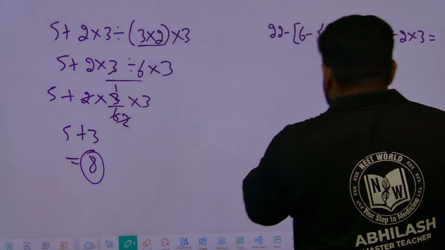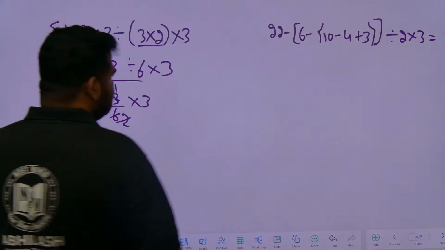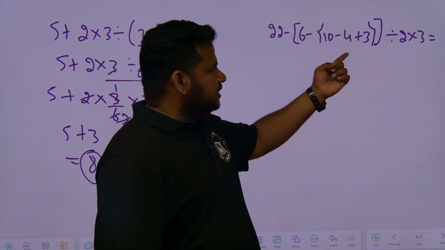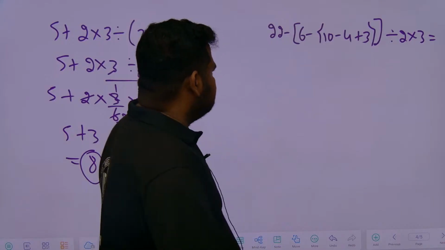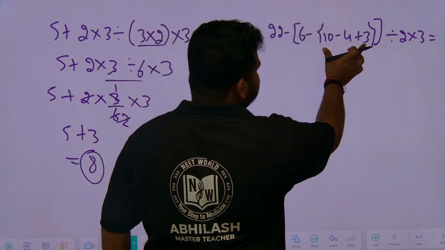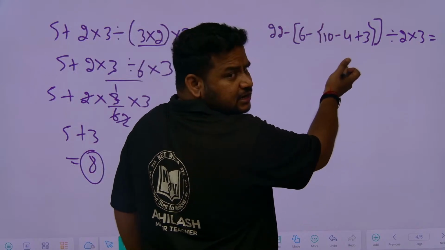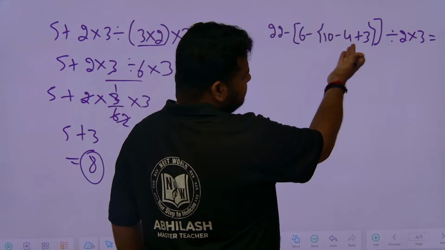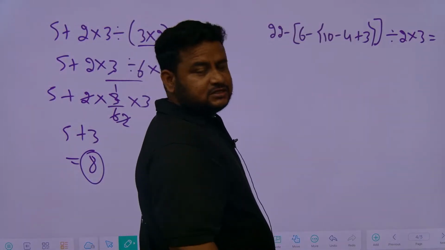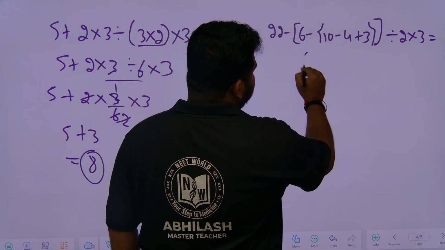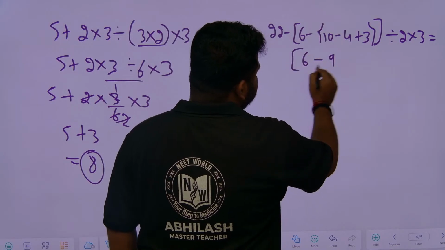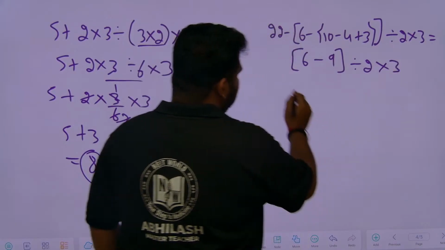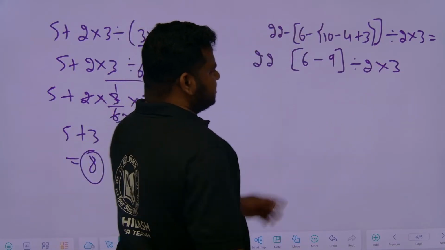Okay, fine then. Look at this: 22 minus 6 minus 10 minus 4 plus 3 divided by 2 into 3. So what should we do first? The flower bracket is here, there is no small bracket, so let us do the flower bracket. 10 minus 4 is 6. 6 plus 3 is 9. So within this square bracket we have 6 minus 9, divided by 2 into 3. Keep it as it is. Outside we have 22 minus. So 6 minus 9, what is the answer?